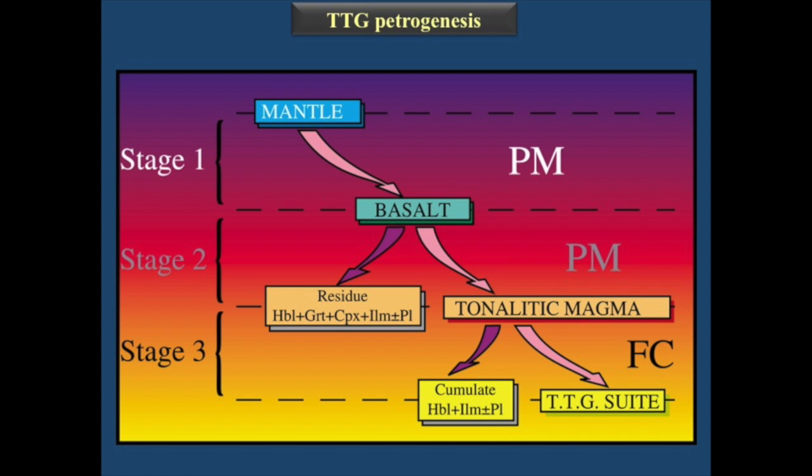So, we can propose the model in 3 stages. The first one is melting of the mantle to produce a basalt. The second step is melting of the basalt to generate tonalitic magma with a residue with hornblende and garnet. And finally, some fractional crystallization to give the suite of TTG magma.